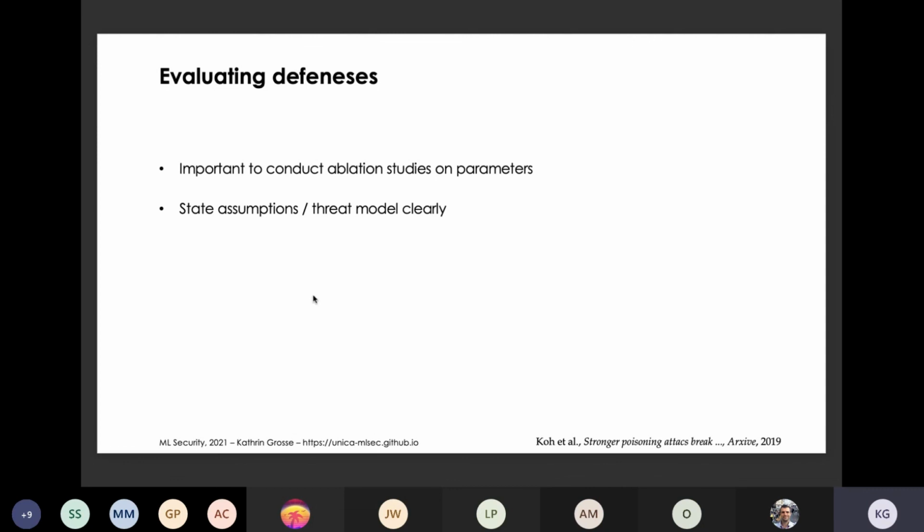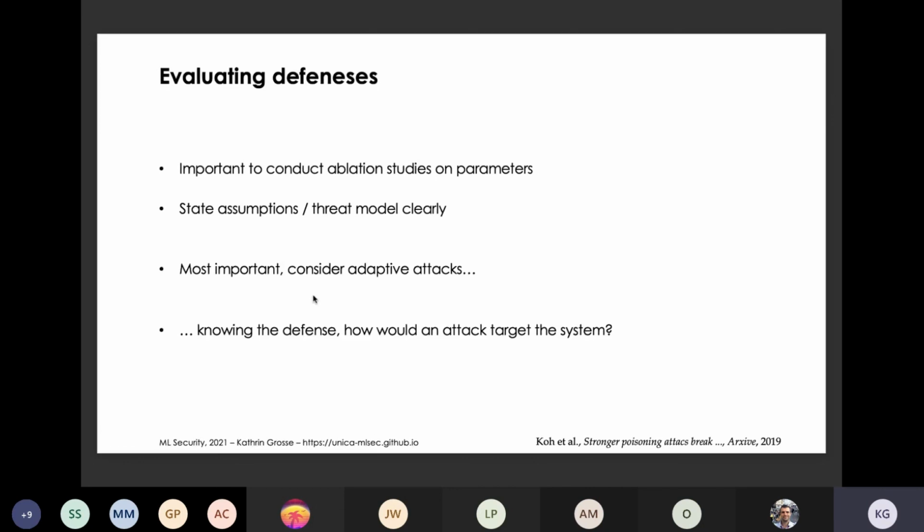And something in general that is very important is also to understand the parameters very well that are in your defense. So do ablation studies on the parameters and also state assumptions and threat model clearly, because it allows you, or it allows others, to evaluate the defense properly. Technically you can break any defense if you test it outside the threat model, but then it isn't properly broken, right? So always state this clearly when you propose a defense. And then, as I said, the most important part is to actually consider adaptive attacks. So look at your defense and think about how you would need to design an attack that would exactly circumvent the defense that you've designed.